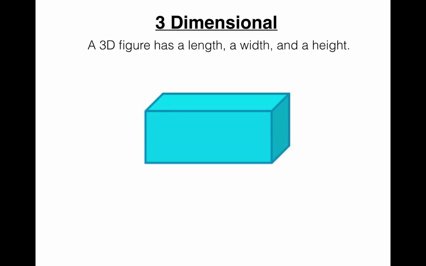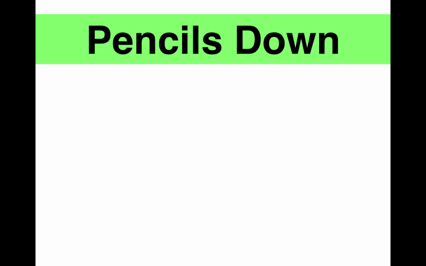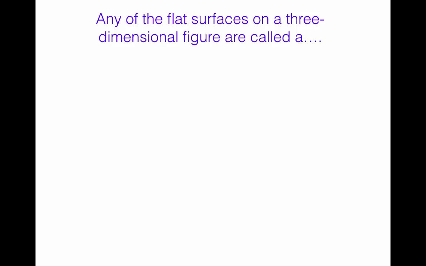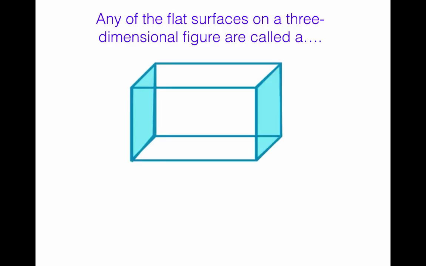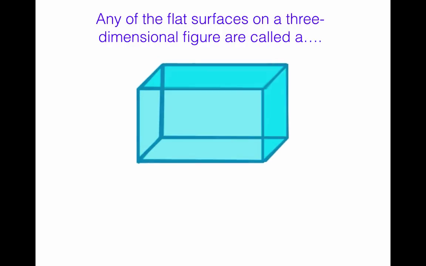So let's talk three-dimensional. Three-dimensional has a length, a width, and a height. It's got three measurements. So here's an easy example. This rectangular box is a three-dimensional object. Now, you can put your pencil down for this part of the video, but I'm kind of curious, what's your knowledge of three-dimensional? So I'm going to give you a couple of things here and we'll just see if you know them. Any of the flat surfaces on a three-dimensional figure are called a what? What do they call the flat surfaces? This would be a flat surface, or here's one, or here's one, or here's one, or there's the front and the back. Those are called faces.